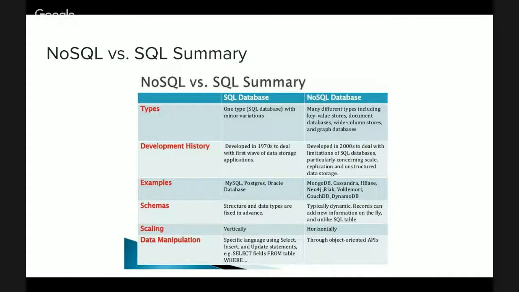Now we can see the NoSQL versus SQL summary. There are six categories that show the advantages or the detailed description of the SQL database and NoSQL database.